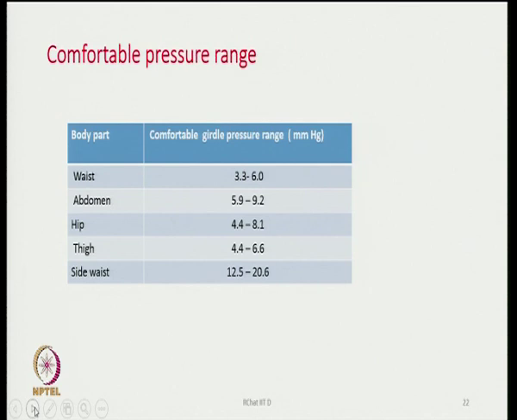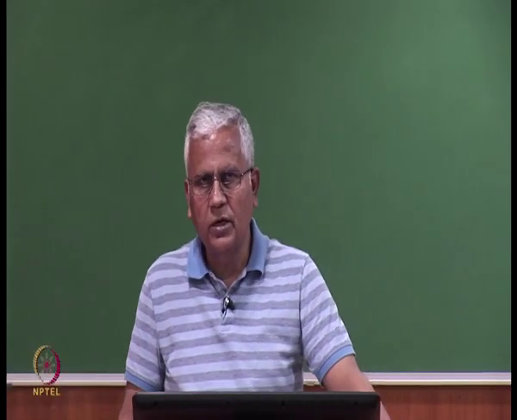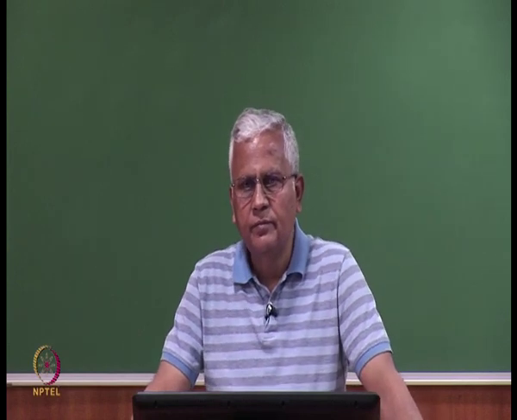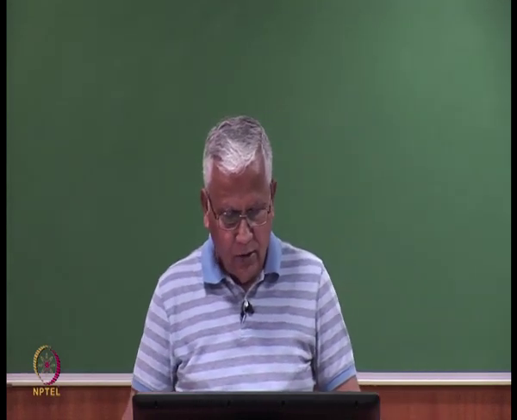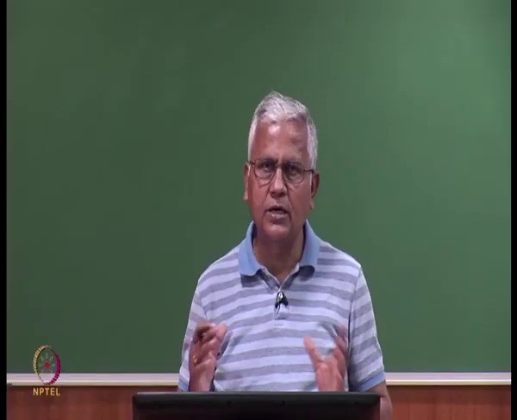Comfortable pressure range in the waist is 3.3 to 6 millimeter Hg, the abdomen area has its own value, the hip area this much, thigh 4.4 to 6.6, side waist 12.5 to 20.6. These are the typical pressure ranges that are tolerable, because in many situations we have to make a garment which is lean also, and therefore there is a possibility of some pressure developing, but as long as the pressure remains within tolerable limit, it will still be acceptable. So, you should know the comfortable range of pressure at different parts of the human body.